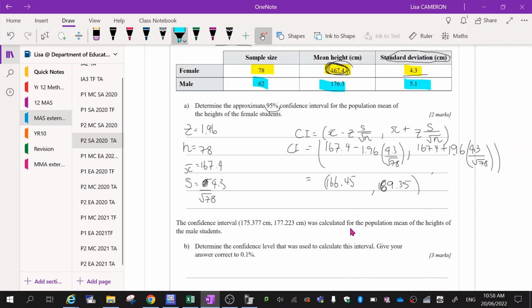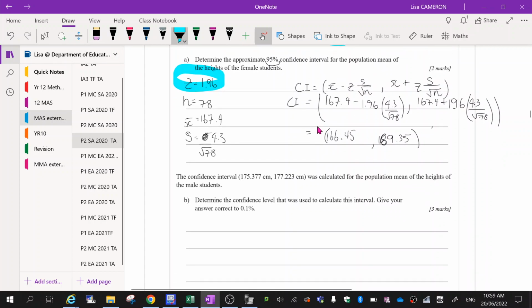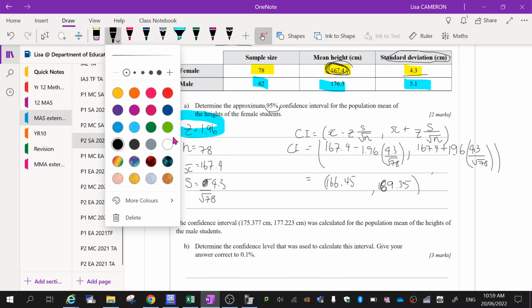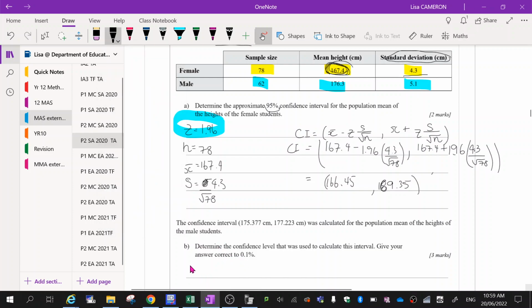So now we're doing the reverse. We're going to find our z-score and then we're going to work out the area. So give your answer correct to 0.1%. Okay, so I'm just going to scroll down a little bit and then I'm going to write down those numbers. So, number in the sample, 62. The mean is going to be 176.3, and our standard deviation is going to be 5.1.